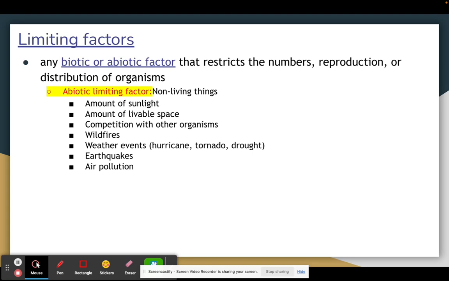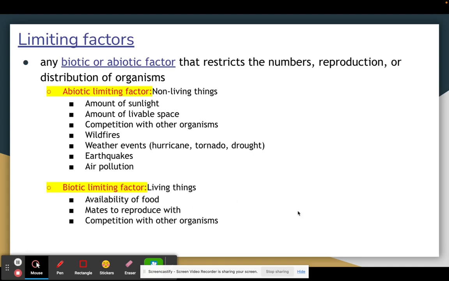Maybe some competition with other organisms, between each other, once again, for maybe space or other resources, as well as wildfires that may destroy habitat, other weather events like hurricanes, tornadoes, or a drought, earthquakes, and even air pollution are all examples of abiotic limiting factors. These are non living things that would prohibit a population from continuing to grow.